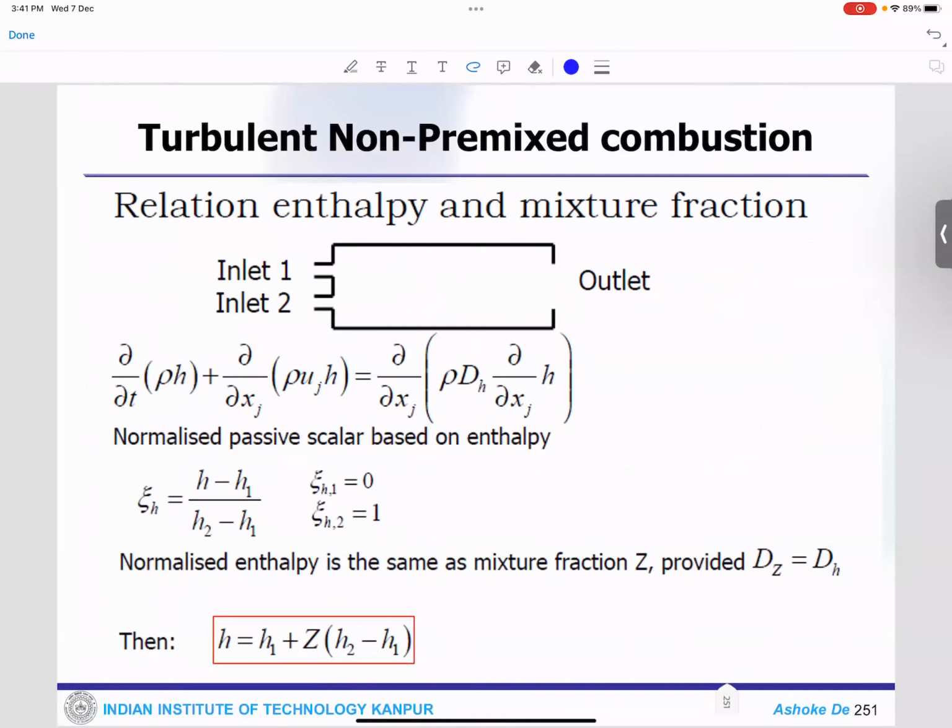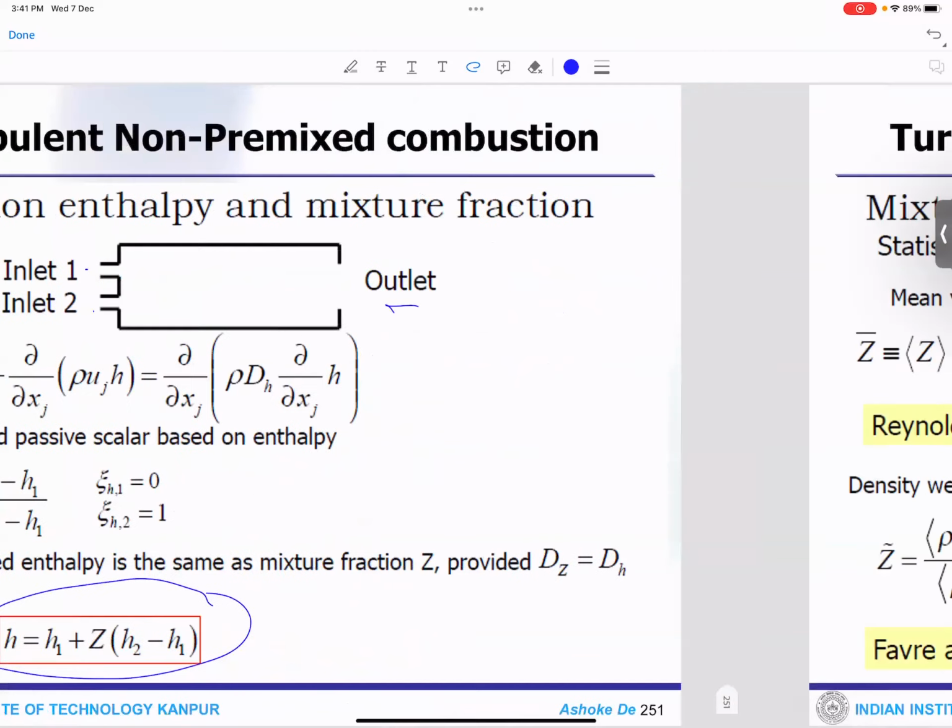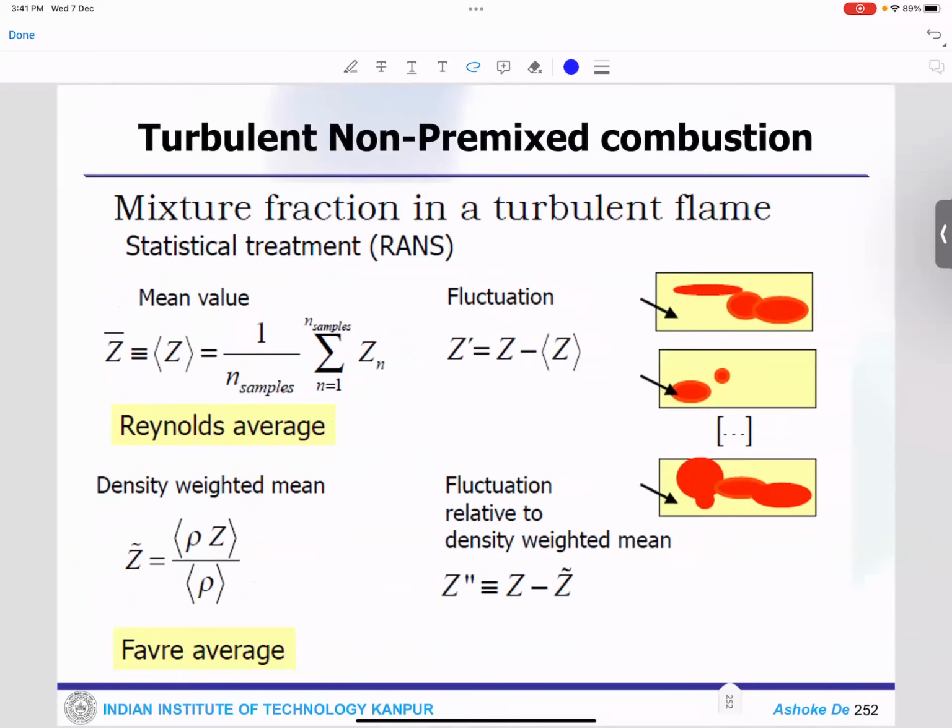Now if you try to find the relationship between your enthalpy and mixture fraction, this is what you get. Here you see there is an inlet 1 and inlet 2. One could be fuel, one could be oxidizer, and then this could be the outlet. These are again simplified situations which allow you to carry out this exercise. That's what we talked about in the laminar situation.